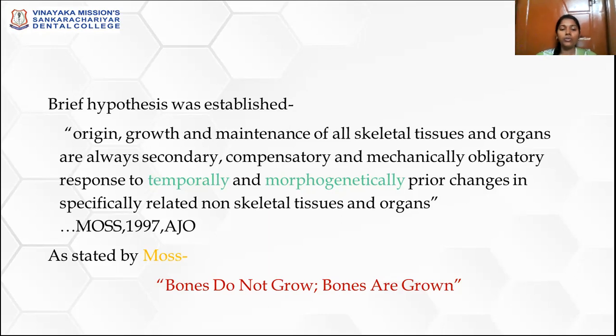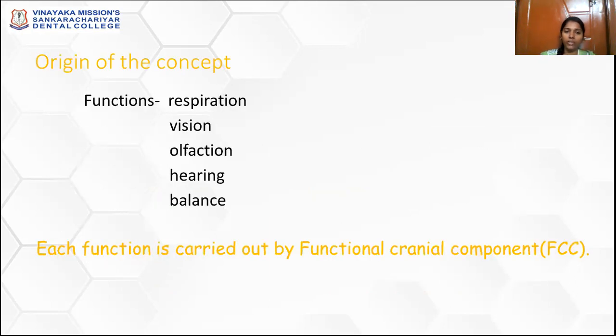So according to Moss, bones do not grow by themselves. They are grown. They can only get adjusted, shaped and maintained according to the growth of the remaining tissues. When we talk about this, it is not just the growth but also the function. So comes the functional matrix theory. First is the matrix, which we saw. What is the matrix? Your non-skeletal tissues. Whereas the function of your non-skeletal tissues leads to change. So form follows function.